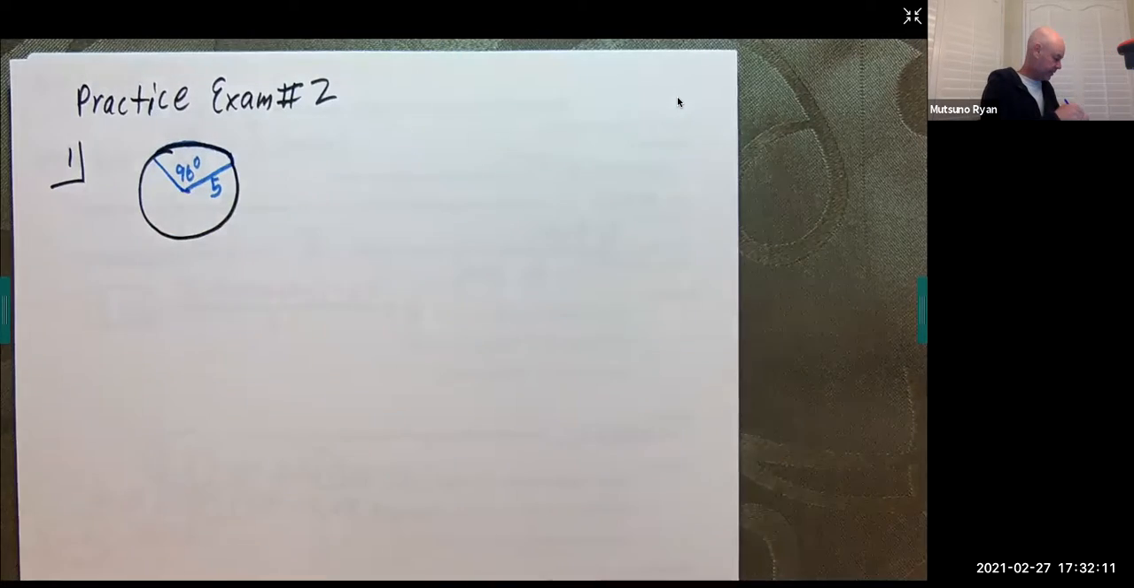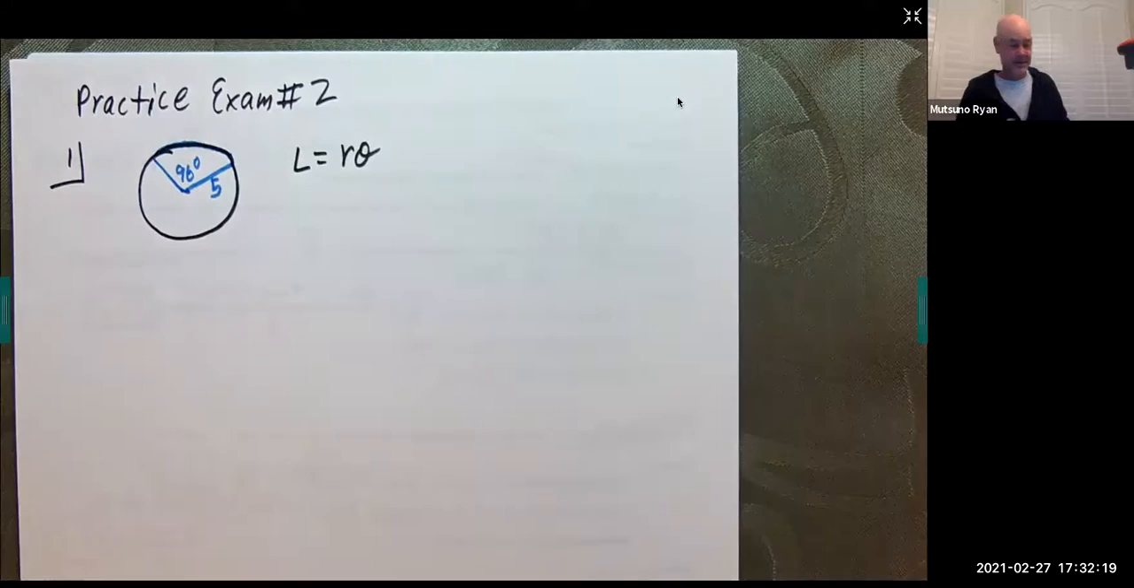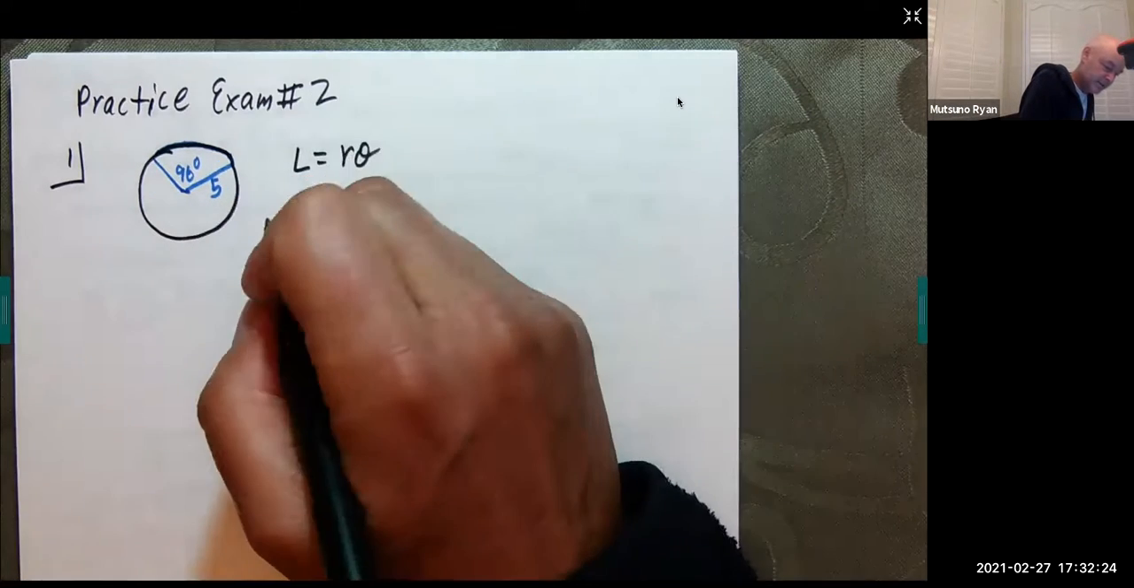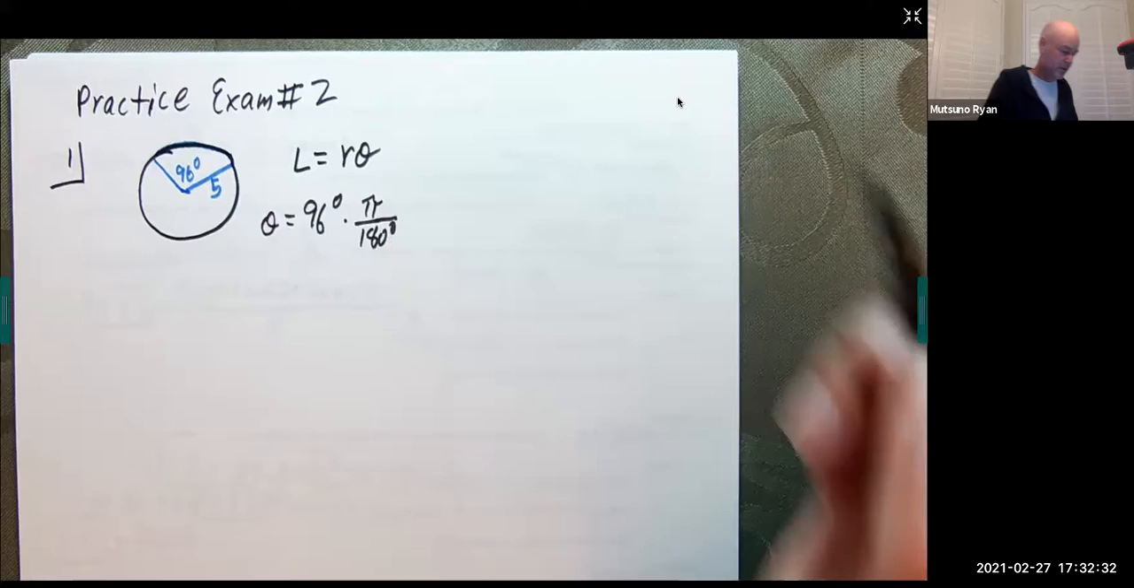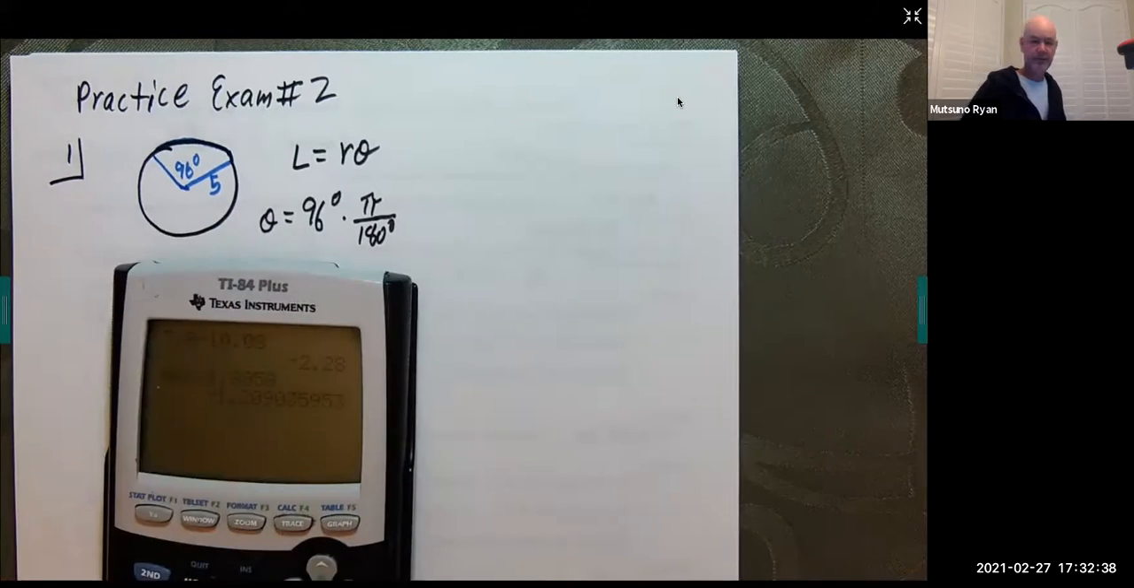And if you remember, the formula is L equals R theta. Now, theta needs to be in radians. So we have to convert our theta into radians. And I'm going to get an exact value for this.